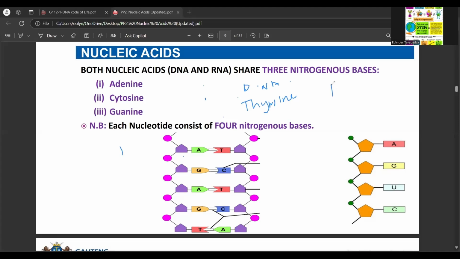Then on RNA, we have uracil. Which means when it's RNA, you substitute thymine with uracil. Where we find thymine in DNA, when it's RNA, it's now uracil. I hope you understand that.